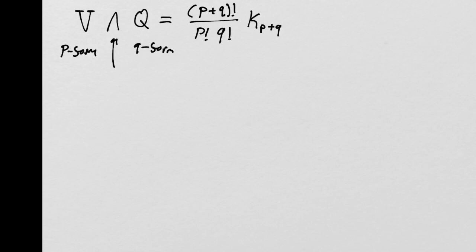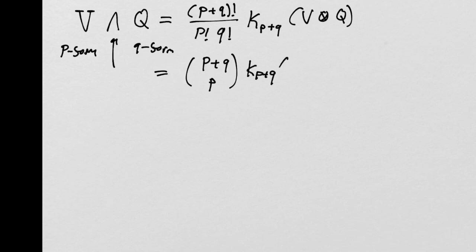anti-symmetrized V tensor product Q, right? Which, in another way of writing this, is p plus q choose, well, usually you say choose p, although you could choose q as well. It'll be the same amount. K_{p+q} V tensor product Q.